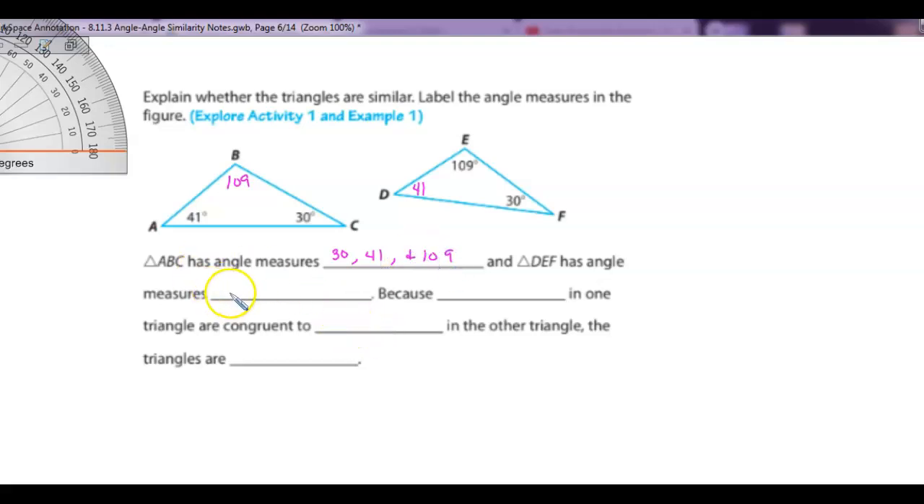And DEF has angle measures of 30, 41, and 109, because at least two angles in one triangle are congruent to at least two angles in the other triangle, the triangles are similar. Okay.